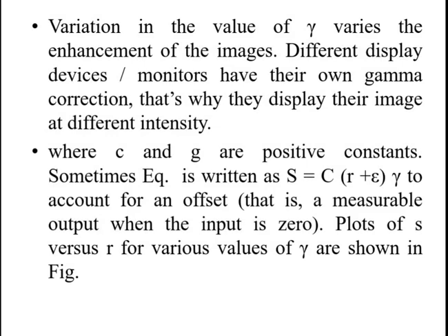Different display devices or monitors have their own gamma correction. That's why they display images at different intensities, where C and gamma are positive constants. Sometimes the equation is written as S is equal to C times R plus epsilon to the power gamma, to account for an offset, that is a measurable output when the input is 0. Plots of S versus R for various values of gamma are shown in the figure.